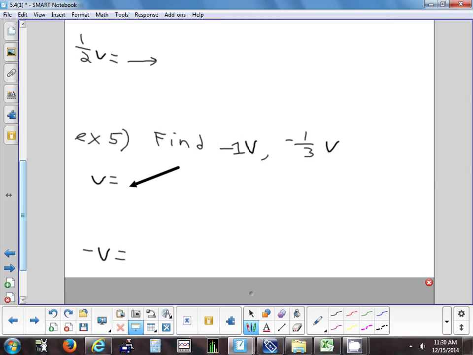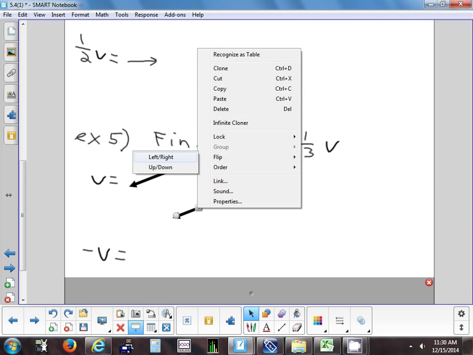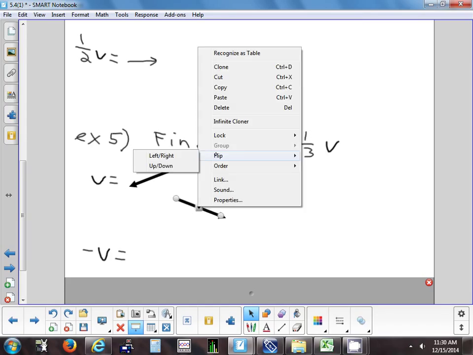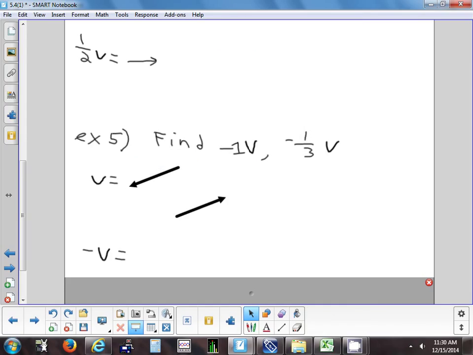Okay, I think we kind of jumped ahead a little bit. We already talked about what happens with the negative. Anybody tell me how negative 1v is going to compare to v? It's going to reverse direction. How about the length? Same length. In fact, we already had to do this when we did subtraction. All right. So take your vector, flip it, and flip it. Again, if I was doing this on graph paper, it would be very easy. I'd just trace over it and draw it the other way.